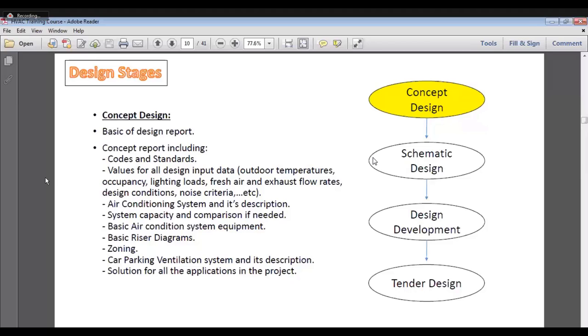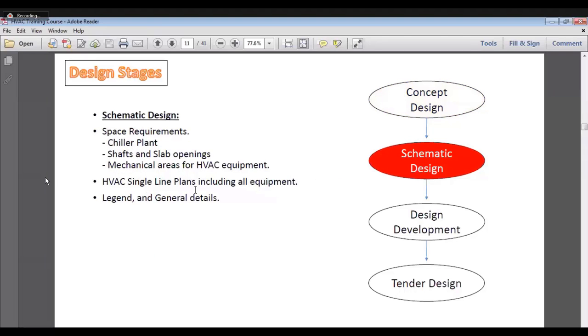Hello? Yes, yes, I'm with you. Then we go through the schematic design, which is the phase of design where we provide ducts as single line plans only. We don't provide much details in this phase. We should provide space requirements, where to put the chiller plant, where to put the mechanical rooms, where to put our units.